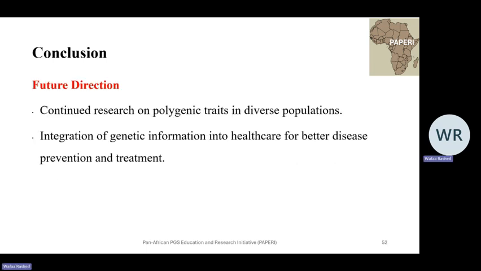For future direction, continued research on polygenic traits in diverse populations is highly recommended and very important. In addition, we should take care of this point: integration of genetic information into healthcare. This will lead to better disease prevention and treatment.